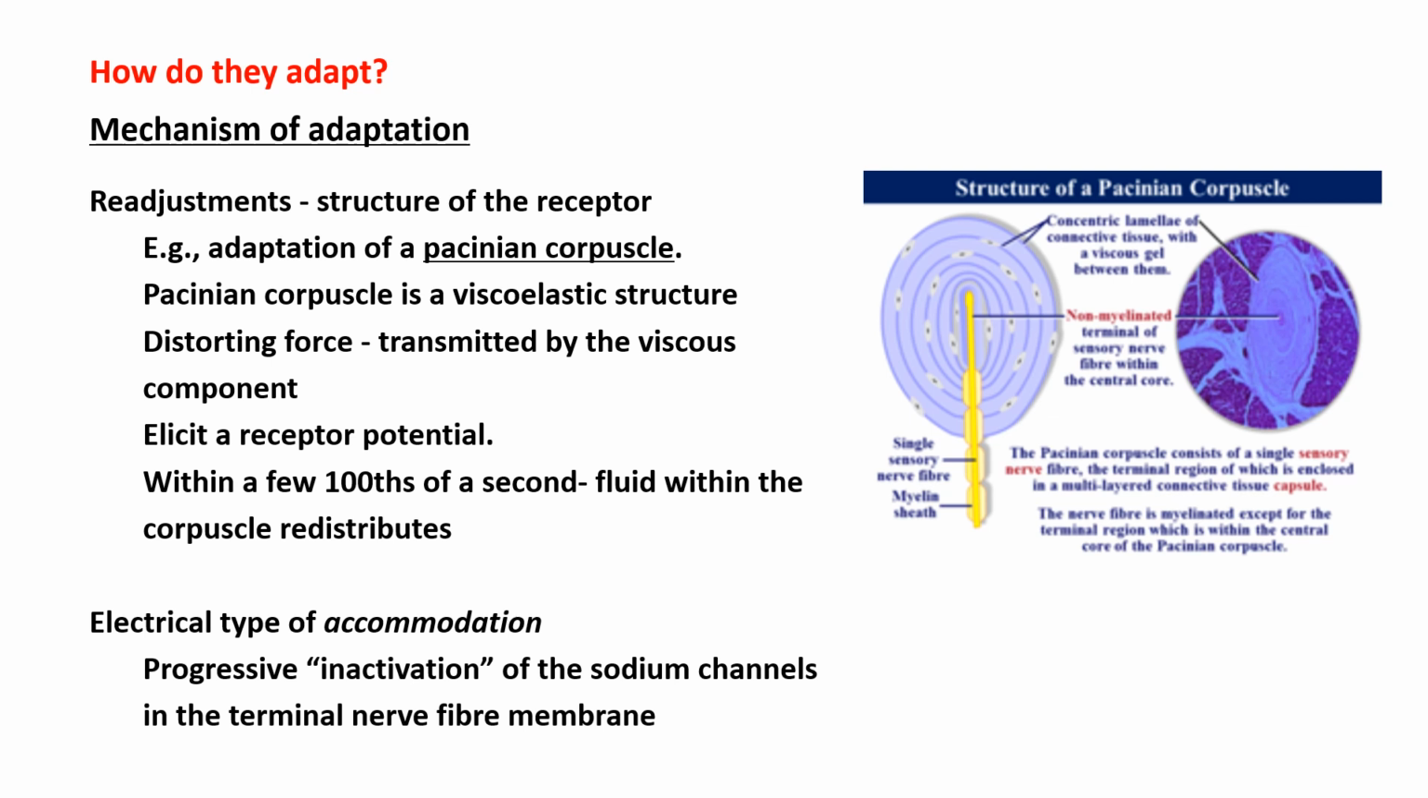That explains the adaptation. The other one, of course, is the progressive inactivation of sodium channels in the terminal nerve fiber membranes. So when there is inactivation, this will also result in adaptation. So these are the two major mechanisms that have been used to explain adaptation in receptors.